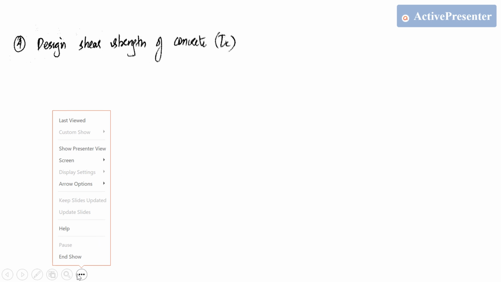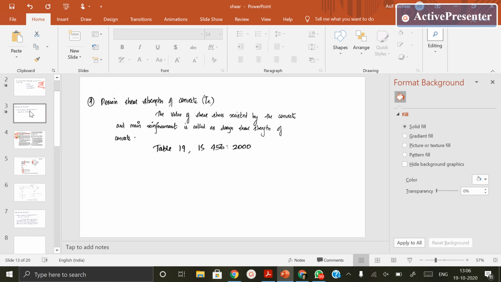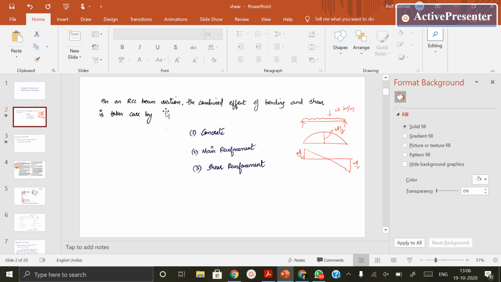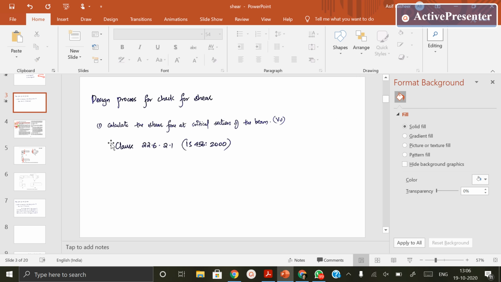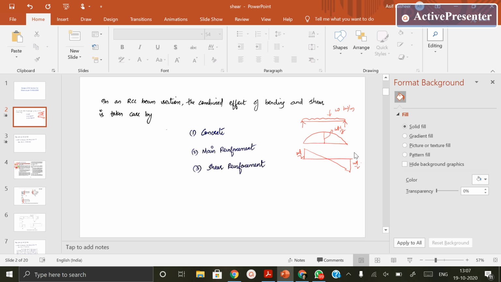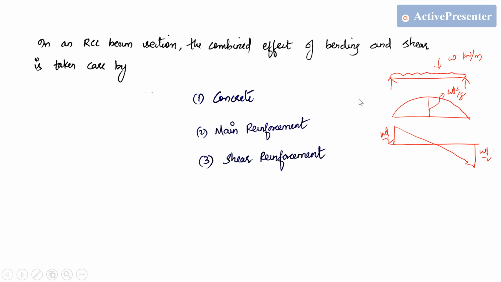At the beginning of the lecture, I told you. Do you remember? In an RC beam section, the combined effect of bending and shear is taken care by concrete, main reinforcement, and shear reinforcement. So based on this concept, I am going to tell you certain things. I recommend that you keep this in mind. You must always keep these three things in mind.